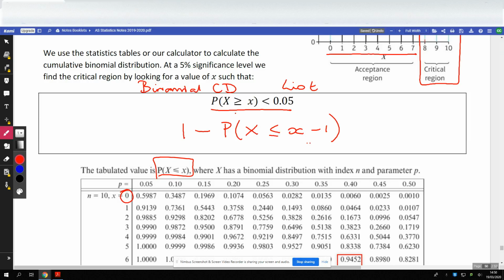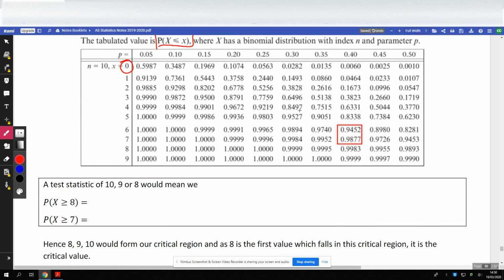Now, this bit is what most students get wrong in the exam. I think most students are quite happy using the calculator or the tables to look up the values, but they forget to do that +1 when they're reversing it. So we just have a look at this here. So this is the table. We are working with n is equal to 10. And we're on probability of 0.4. So that was what the question set up.